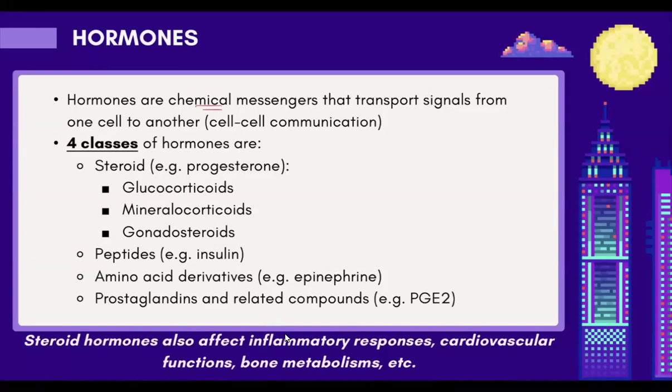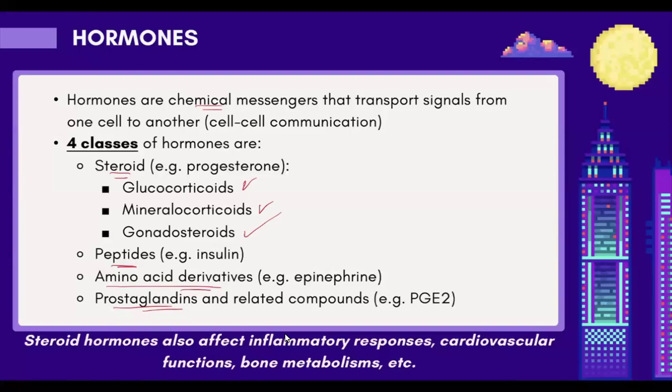They're transporting signals. There's four main types of hormones: steroidal hormones, peptidal hormones, amino acid derivatives, and prostaglandins. For steroidal hormones, you learned this recently: there's glucocorticoids, mineralocorticoids, and gonadosteroids. So if there's a question asking, this is a hormone, what type does it come under, you can obviously, inshallah, choose them from steroidal at least.